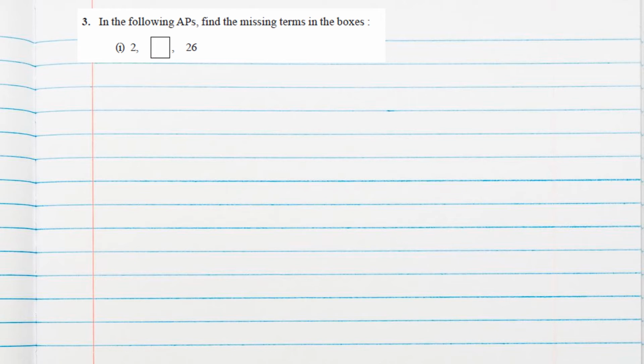Question 3: in the following APs, means all the lists of numbers are APs, find the missing terms in the box. So this missing term we should find here. Okay. So if you see here, this is the a term, A1 is 2. And this first term we can consider as a also. Second term is not there. That is missing. So suppose A2 is not there, and A3 is 26.